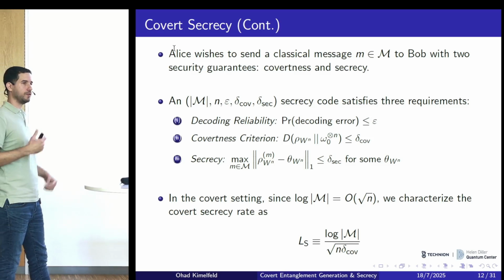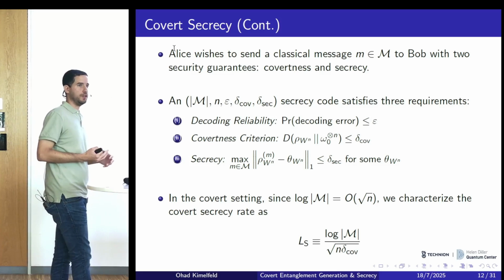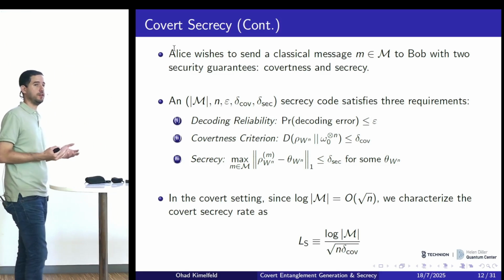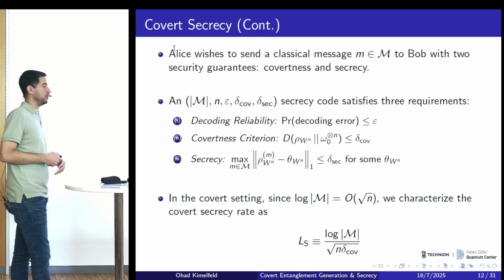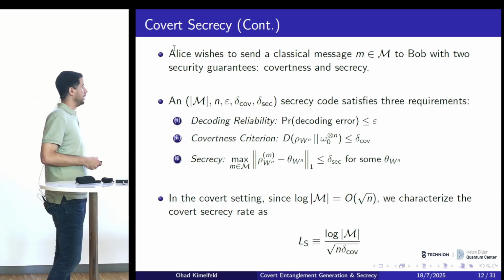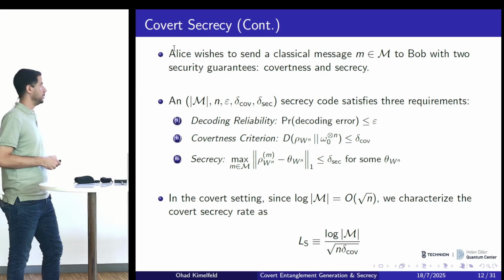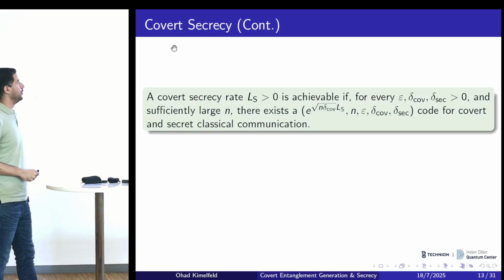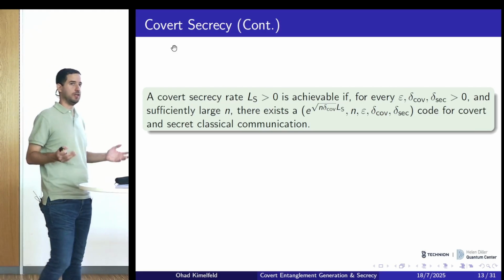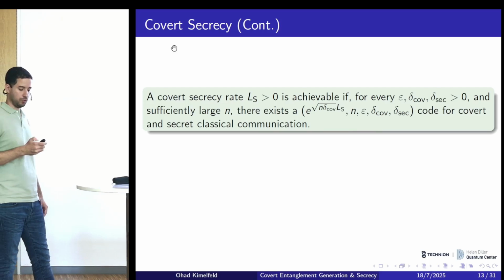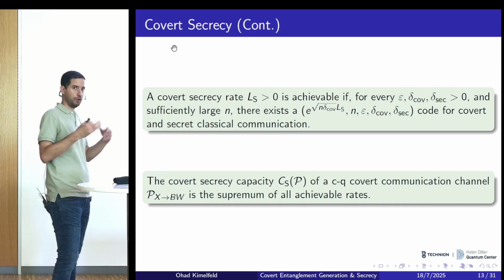And because in the covert setting the number of information bits is of the order of the square root of n, the Shannon capacity is equal to 0 here, because Shannon capacity is normalized by n and not by the square root of n. So we need to redefine the rate, the covert secrecy rate, as the number of information bits divided by the square root of n times the covertness bound, delta-covert. Okay, some definitions. A covert secrecy rate, L_S, is achievable if for every epsilon, delta-covert and delta-sec, and sufficiently large n, there exists a code for covert and secret classical communication. And the covert secrecy capacity, C_S, is the supremum of all achievable rates.